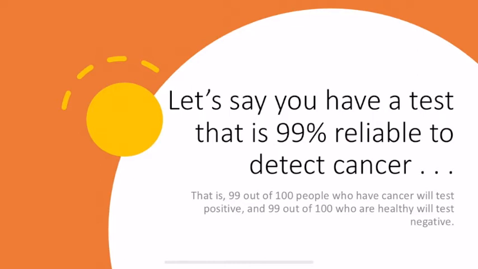So let's just say you have this awesome test to detect cancer. It's 99% reliable to detect cancer, right? Really good. In other words, 99 out of 100 people who have cancer will test positive. Okay, they've got cancer, so it has a high sensitivity, 99 out of 100, 99% sensitivity, 99% specificity. 99 out of 100 people who are healthy will test negative, okay? So a really good test. This shows you that a really, really good test still depends on how you use it.